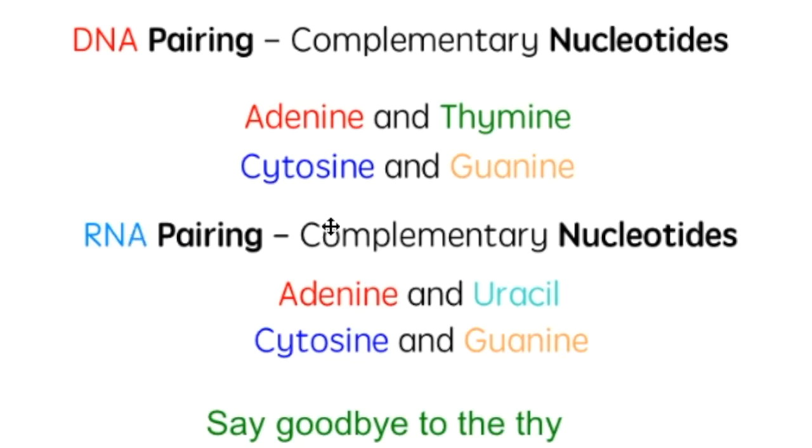RNA is also complementary. Again, adenine is there, but instead of thymine, there's something called uracil, which will always bond with adenine. And then cytosine and guanine stay the same. So the difference between DNA and RNA, there is no thymine in RNA. Instead, it's a molecule called uracil. So I like to remember this as say goodbye to the thigh, like a bad workout video.